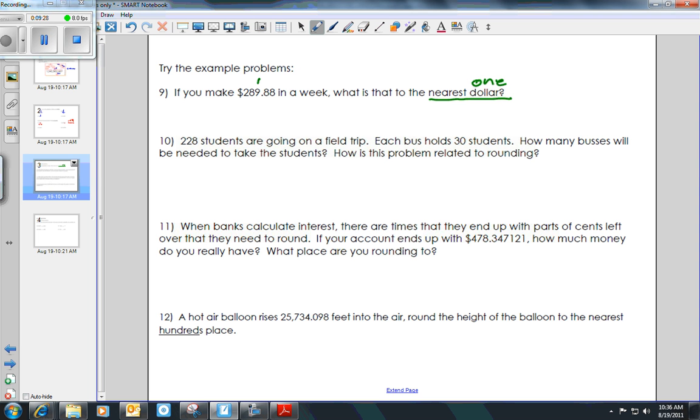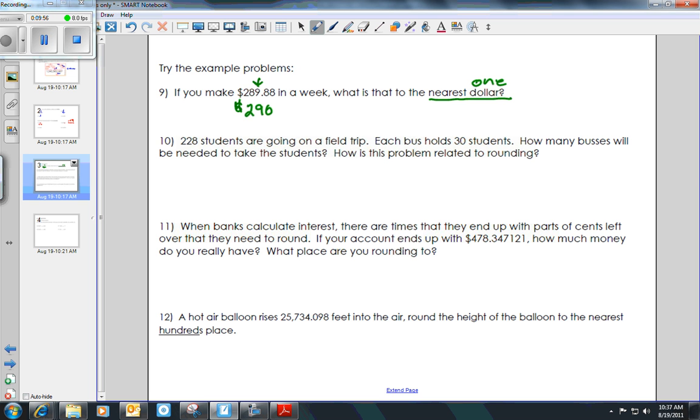So I need to round to the ones spot, and I need to take a look at the number to the right of the ones spot and decide if I'm going to go up or stay the same. To the right of the ones spot is an 8. So that tells me I need to round up. This is going to become 200, and after 89 comes 90. $290 in a week, rounded to the nearest $1.